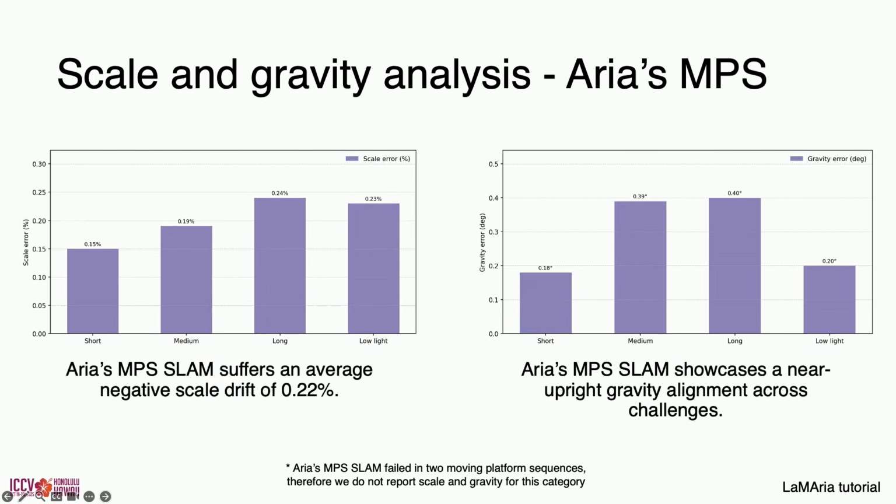Then going back to the scale and gravity analysis, which we can do from the sparse evaluation, from the optimized Sim3D that we get from the sparse evaluation, you can see that MPS, over here on this side of the screen, suffers from negative scale drift, and in the case of gravity error, it showcases almost a near upright alignment across all the challenges. These were our takeaways on the main data set.